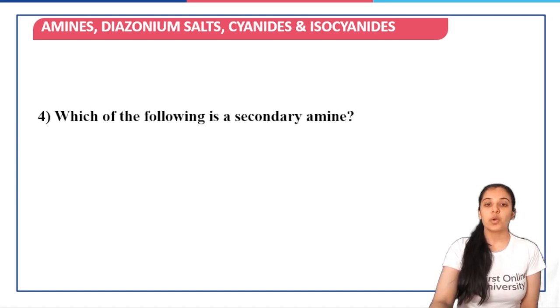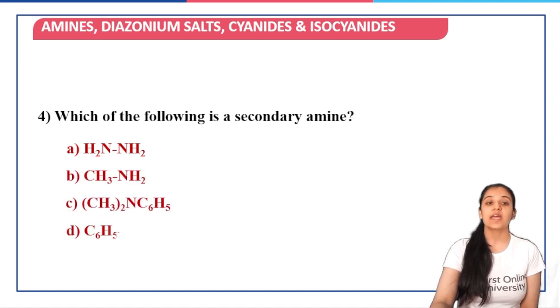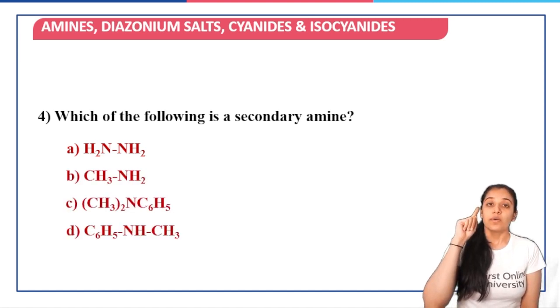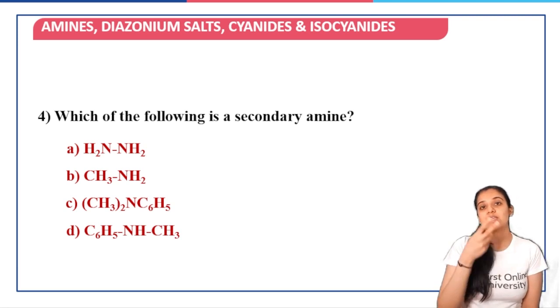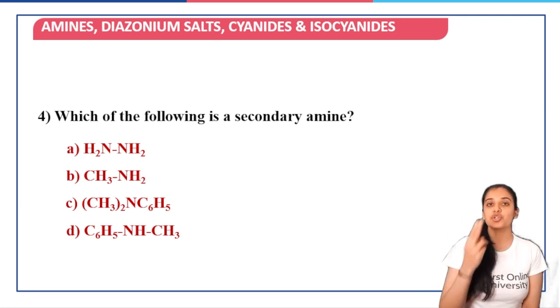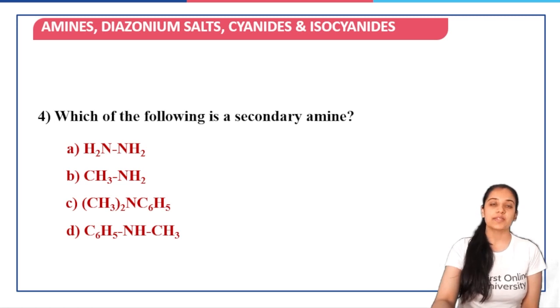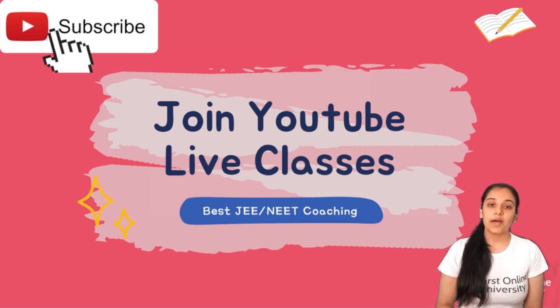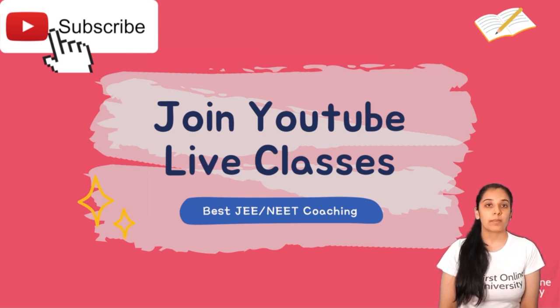Lastly, which of the following is a secondary amine? Again, look at the number of hydrogen atoms. Wherever there is one hydrogen atom present and 2 have been replaced, whatever number has been replaced is going to be the type of amine. So 2 replaced means 2 degrees, so it is secondary, and that is satisfied by option D. Therefore, it's the right answer. So this is all about the structure, classification, and nomenclature of amines.